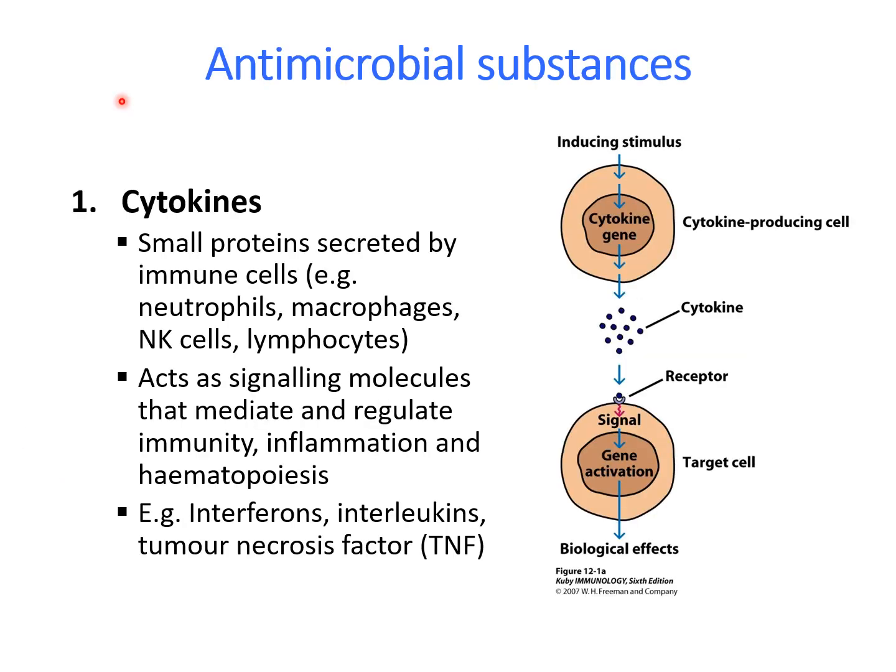In response to microbial antigens, dendritic cells, macrophages, and other cells secrete antimicrobial substances such as cytokines, complements, and histamines that mediate many of the cellular reactions of innate immunity. Cytokines are small proteins secreted by immune cells that act as signaling molecules that mediate and regulate immunity, inflammation, and hematopoiesis. The most common cytokines are interferon, interleukins, and tumor necrosis factor.